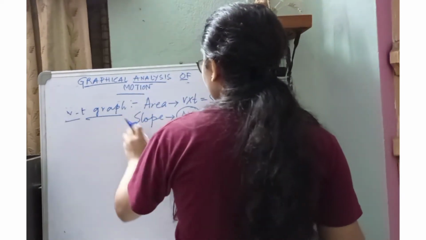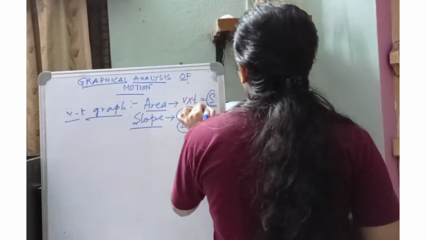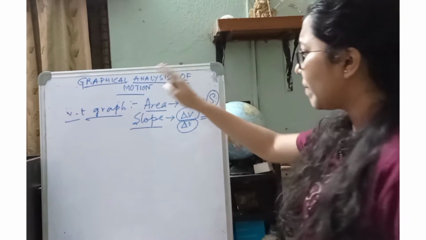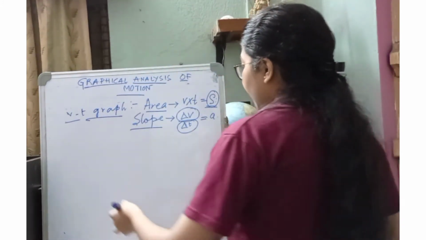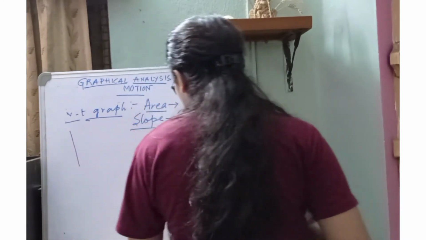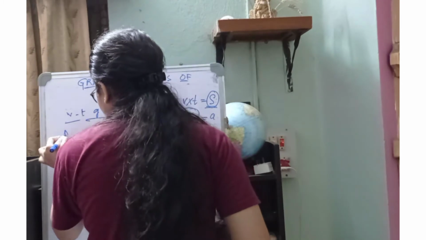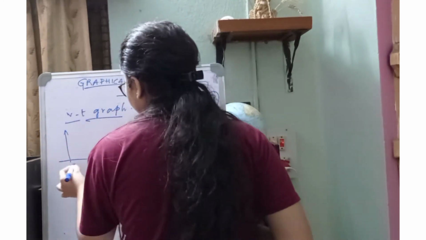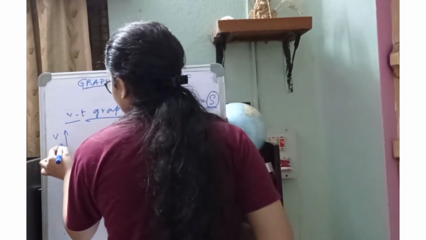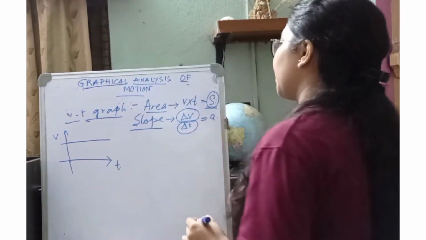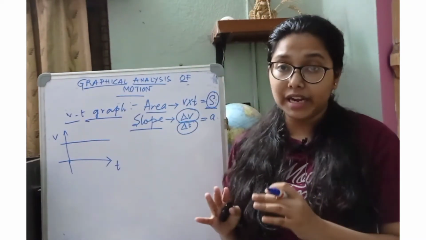So as a result of that, we can obtain two things. We can obtain the distance from a VT graph, and we can also obtain the acceleration from a VT graph. Now the VT graph can be of various types. For example, to analyze a VT graph, to understand a VT graph is the first priority. Suppose it has been given that this particular graph is a straight line. Now how to understand what this particular graph implies?